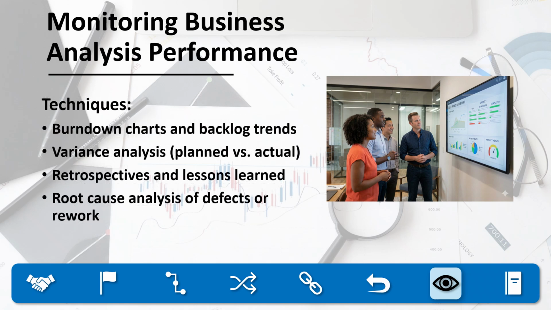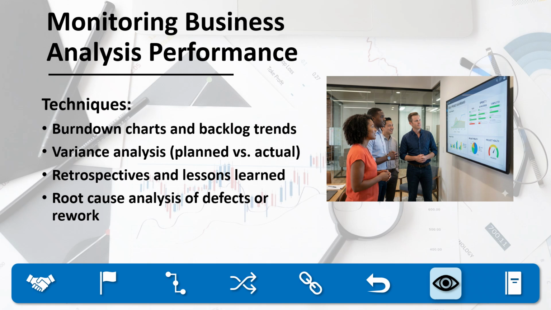A variety of techniques support monitoring. Burndown charts and backlog trends provide a visual measure of progress in adaptive environments, showing whether the team is on track. Variance analysis compares planned versus actual performance to highlight deviations. Retrospectives and lessons learned sessions allow teams to reflect on what worked well and what needs adjustment. And root cause analysis helps identify why rework or defects occurred in the first place, addressing systemic issues rather than just symptoms.